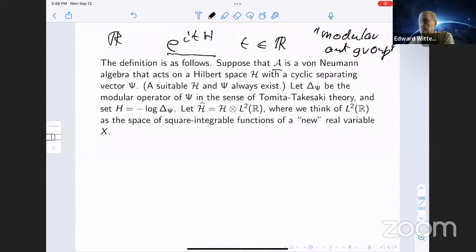So A has this modular automorphism group that depended on the choice of psi. But Connes and Takesaki showed that if you take what's called the cross product of the algebra A by its modular automorphism group, that cross product does not depend on psi up to a canonical isomorphism.